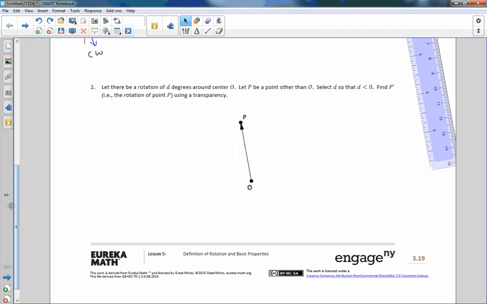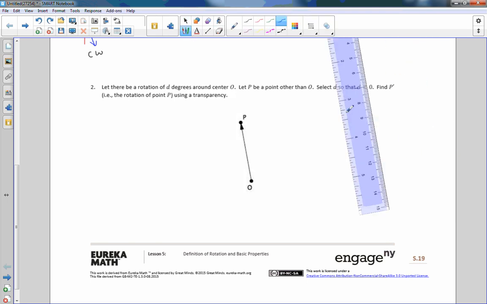Okay, number 2 says, let there be a rotation of d degrees about center O, where P is a point that's not O again. Now it says select d so that d, the degree measurement of the angle, is less than 0 or negative. Find P prime, i.e. the rotation of point P using a transparency.